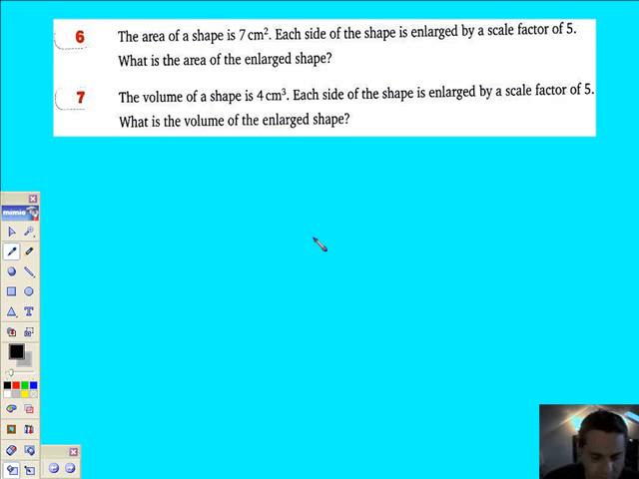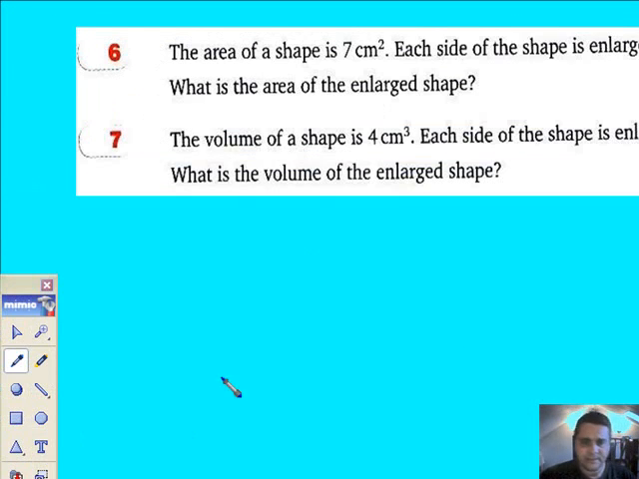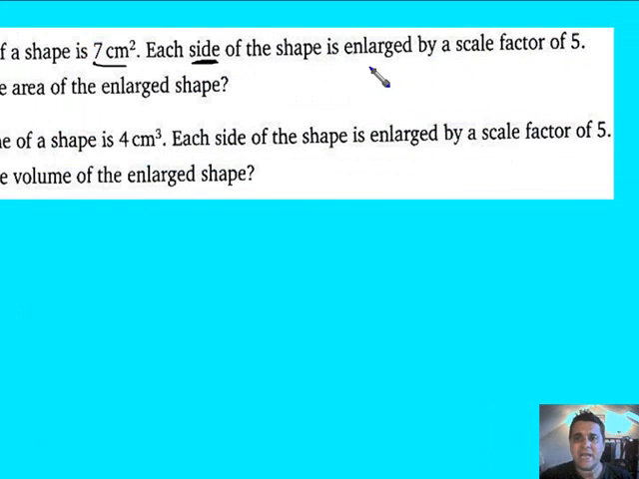Okay, page 106, the grade A questions. This is question 6 and 7 on the board there, on the screen. Now, the area of a shape, doesn't matter what shape it is, but we're told it's 7 centimetres squared. Please note it's an area. Each side of the shape, that is the linear lengths, is enlarged by a scale factor of times 5. Here's the question. What is the area of the enlarged shape?